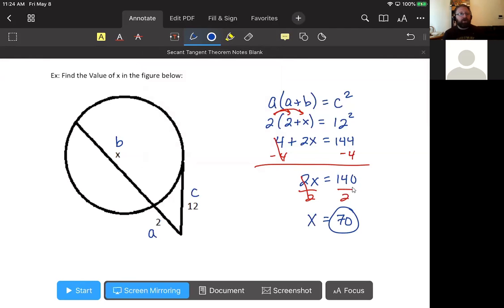There you have it, ladies and gentlemen. We have completed all instruction for our geometry course. Once again, it's been a pleasure this year. Your assignment is going to be on Delta Math.